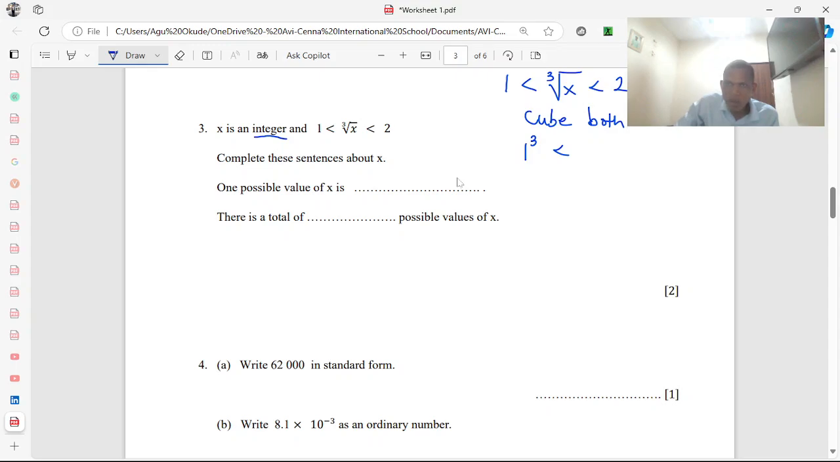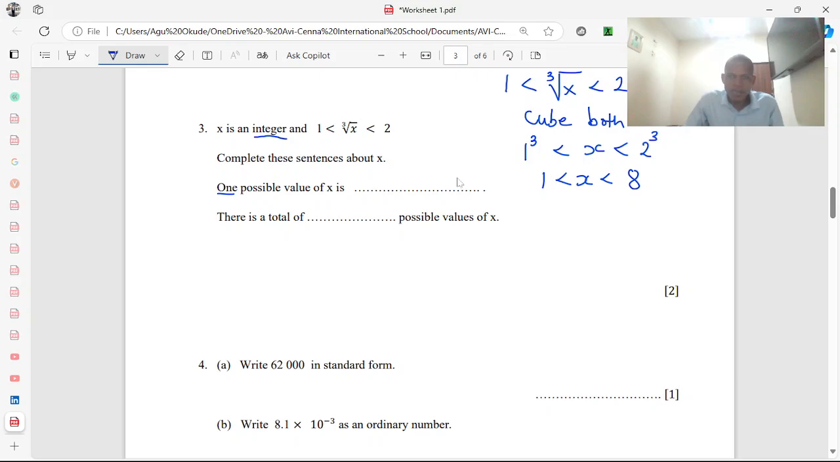So if I cube this cube root of x, the cube cancels out the cube root, so only x will be left, right? Less than, this will be 2 cubed. So 1 cubed is 1 times 1 times 1, which is 1. It's less than x, less than 2 cubed, which means 2 times 2 times 2, 3 places, that gives us 8, right? Now this therefore means that the value of x lies between 1 and 8. Yes. Now we are asked to give one possible value, only one.